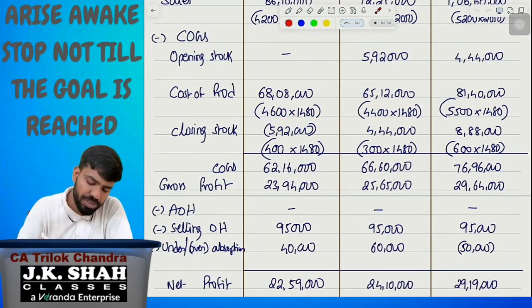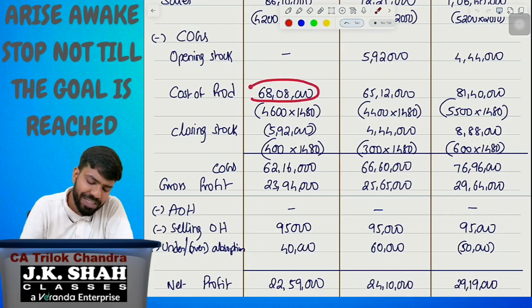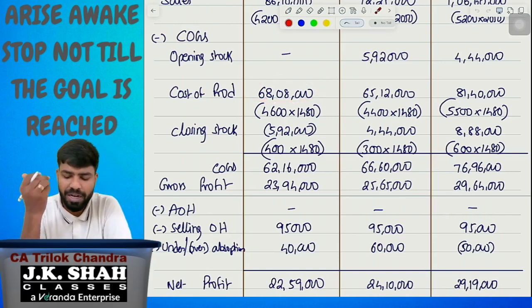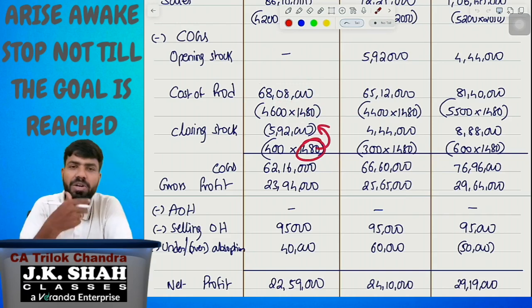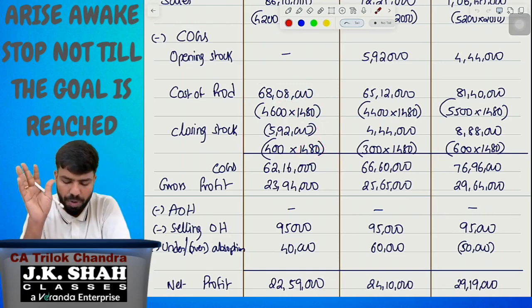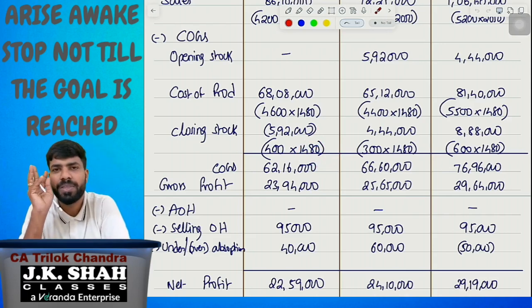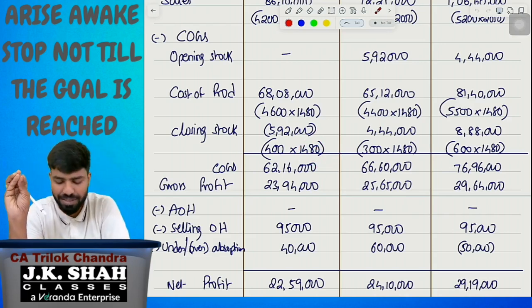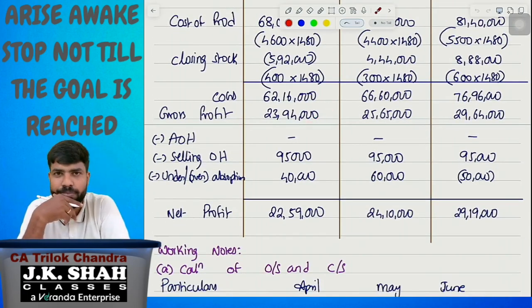How many units are lying as closing stock? 400 units into 1,480 per unit gives 5 lakh 92,000. Even if you take the cost of production 68 lakh 8,000 divided by 4,600, you will get 1,480 only. Using the same 1,480, we are evaluating the closing stock. Opening stock is 0, production is 68 lakh 8,000, closing stock is 5 lakh 92,000, so cost of goods sold is 62 lakh 16,000. Now gross profit is 23 lakh 94,000.